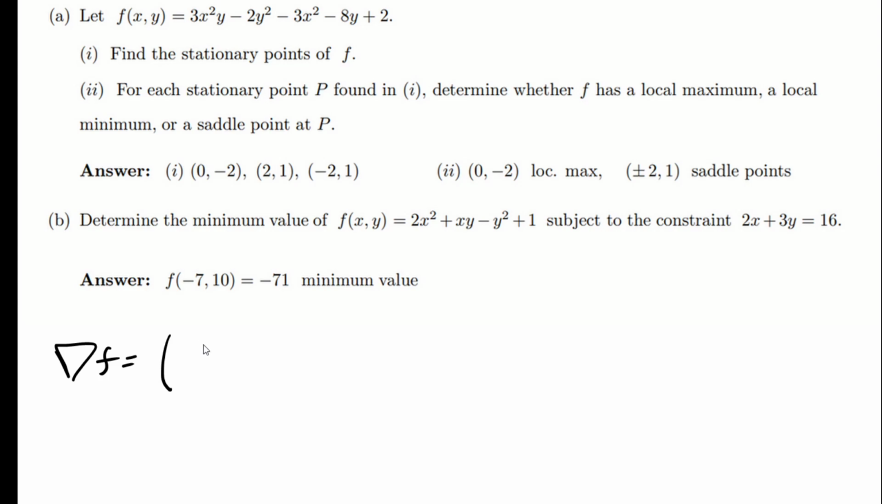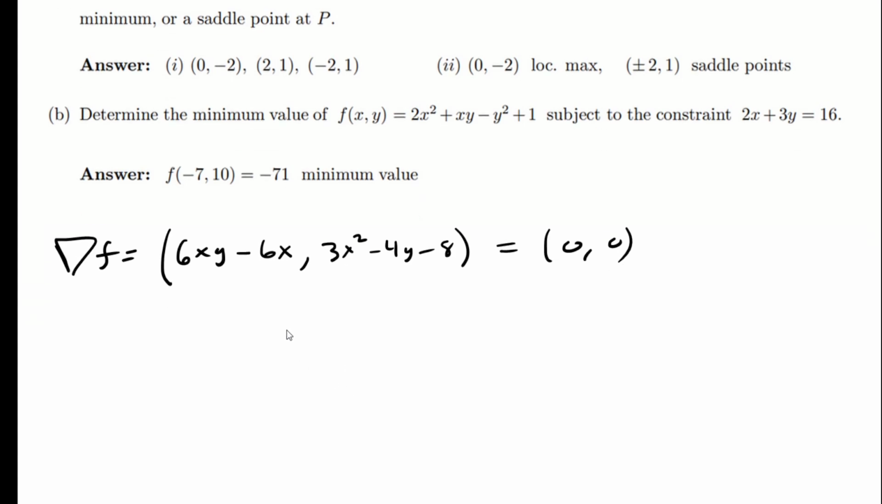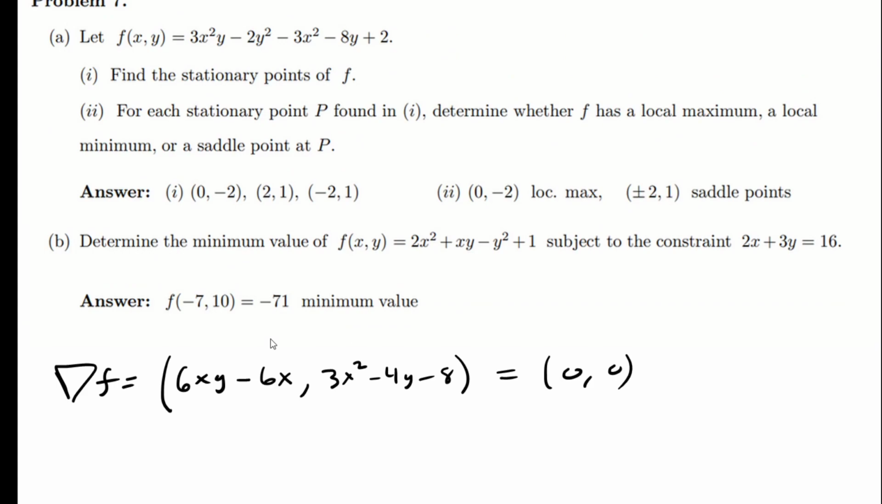This is the derivative with respect to x. We're going to have 6xy minus 6x. And then the derivative with respect to y, we have 3x squared minus 4y minus 8. And we set this equal to the 0 vector. Is that right? Yeah, that's right. Okay.